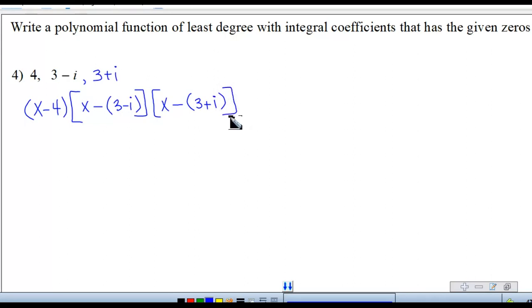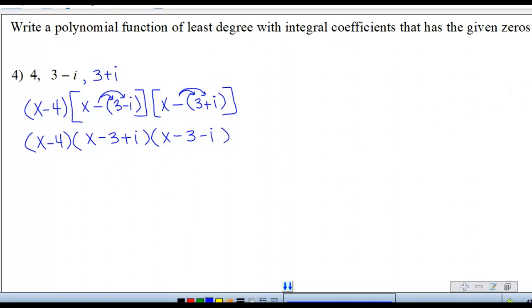Now there's several ways you can go about solving this, but I think it might be easiest to just go ahead and get rid of the parentheses. So I'm going to distribute the negative to both terms inside the parentheses on both of these factors. So now I have x minus 4, x minus 3 plus i, and x minus 3 minus i.